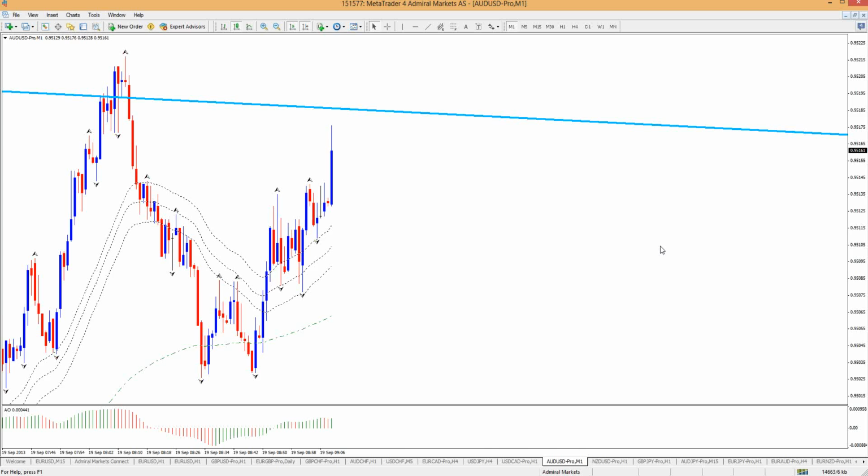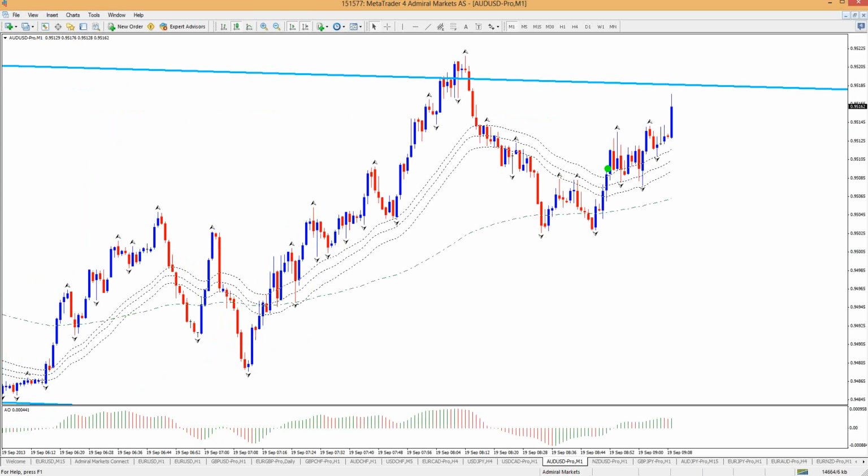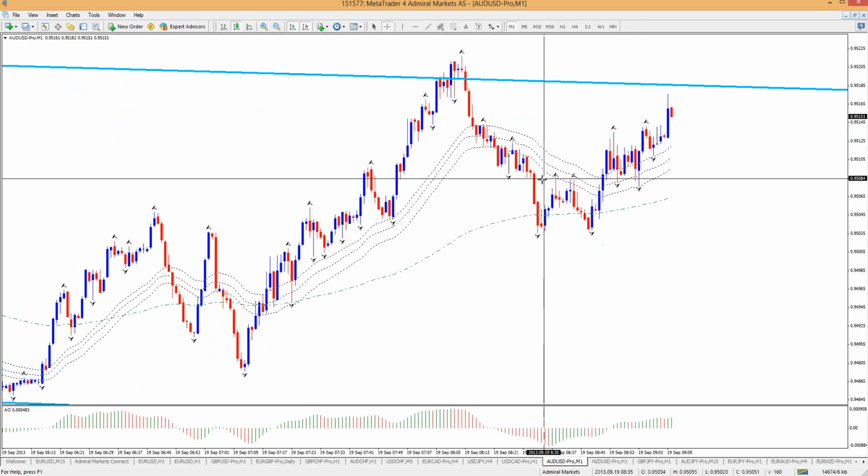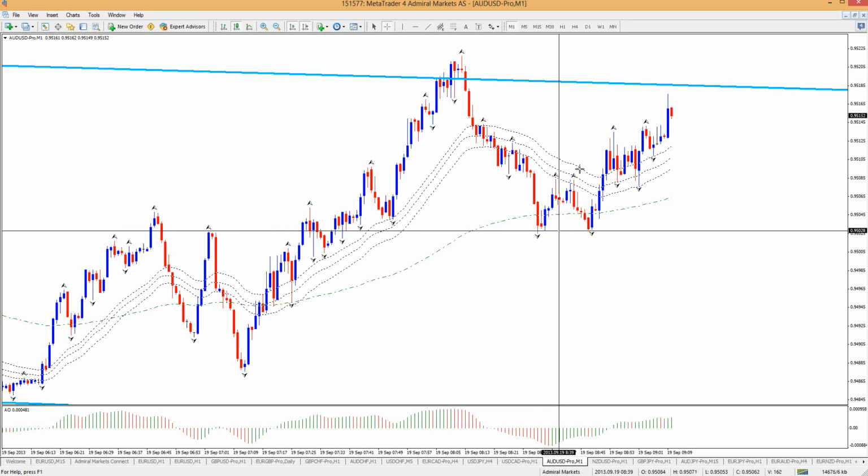Oh well, now I'll probably just stick to my plan, which was to enter here with a stop loss here, but I didn't do that. But I'm not a big scalper anyhow.